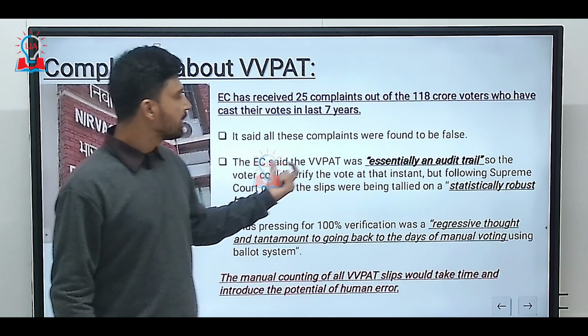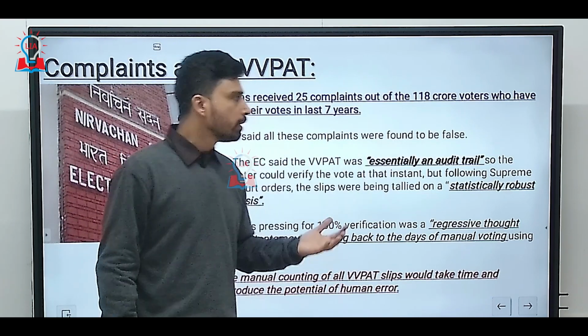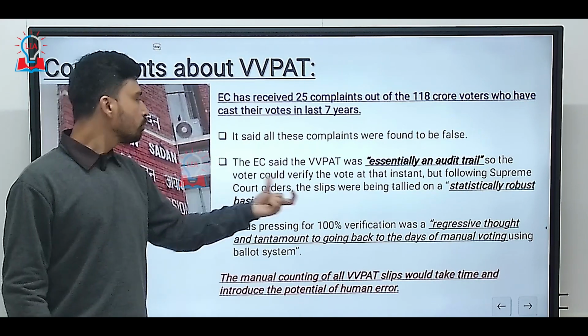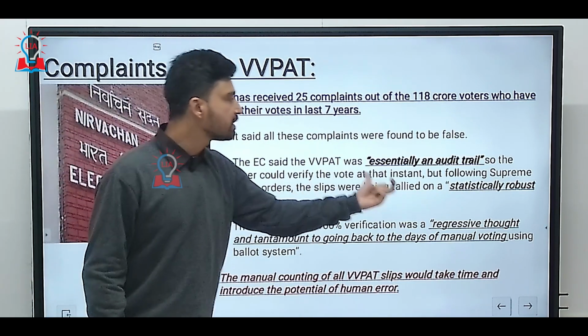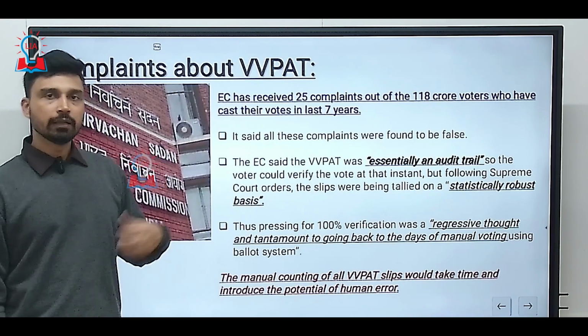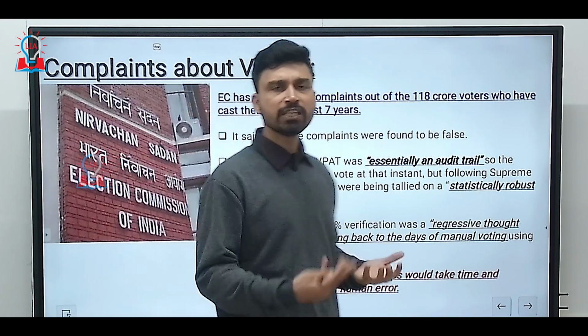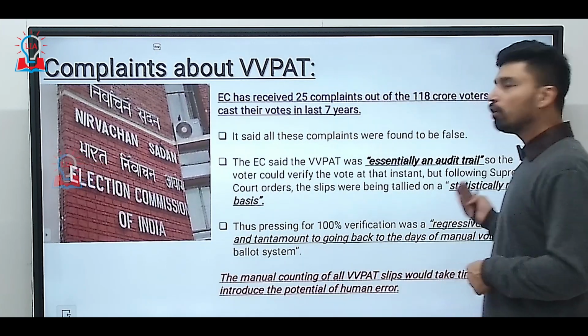Third, the EC said that the VVPAT was essentially an audit trail, so the voter could verify the vote at that instant itself. But following Supreme Court orders, slips were being tallied on a statistically robust basis. The next point it has mentioned is that the pressing for 100% verification that has been raised by several political parties is thus a kind of regressive step.